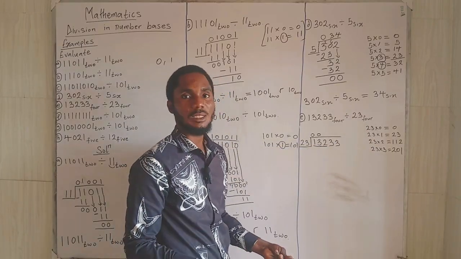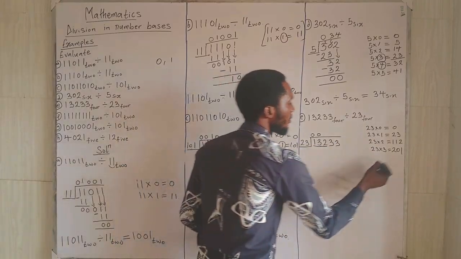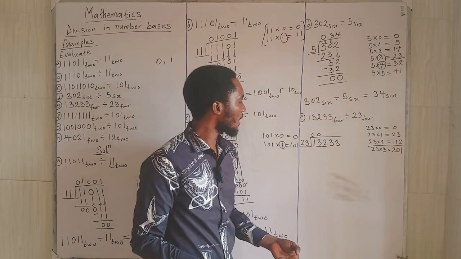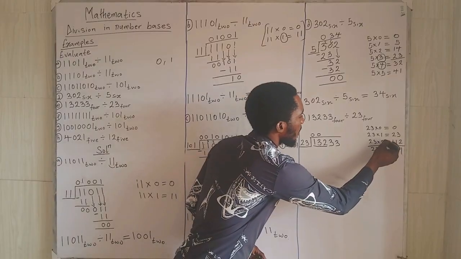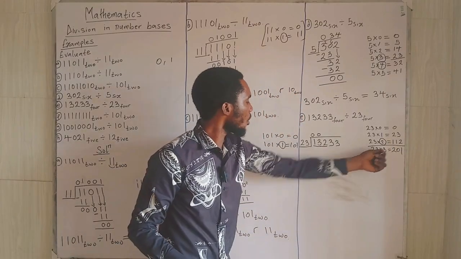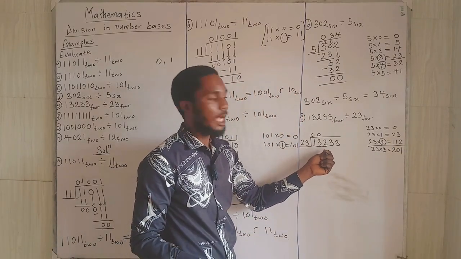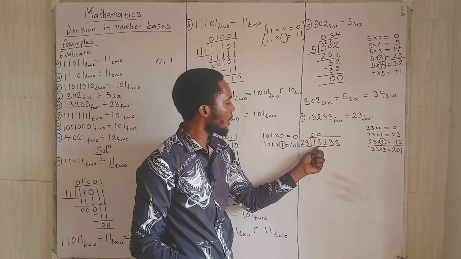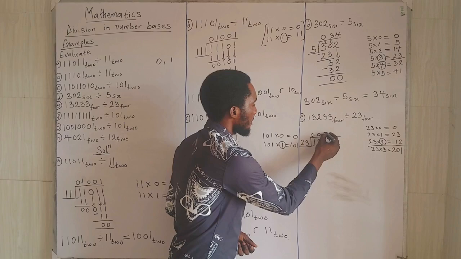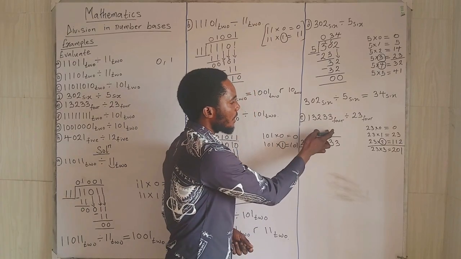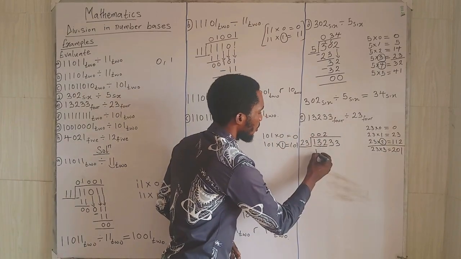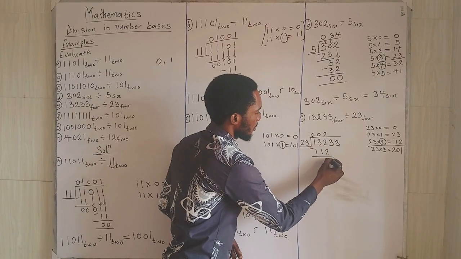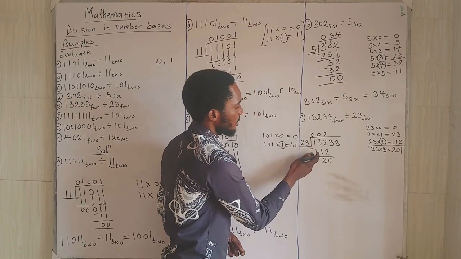Let's come down to this table. Do we have anything like 132? No. But we have 112. That means we have 2 of 23 in 132. This will be 2. 23 times 2, we have 112. Subtract, and this should be 0.